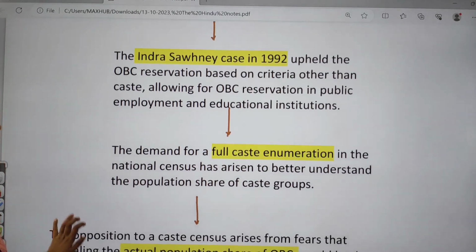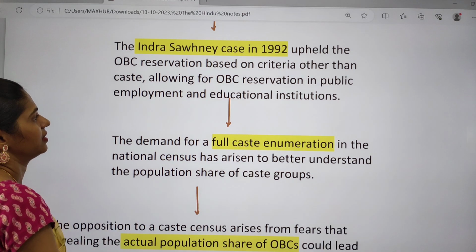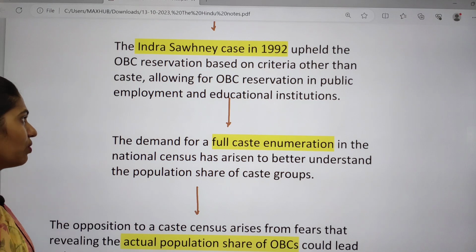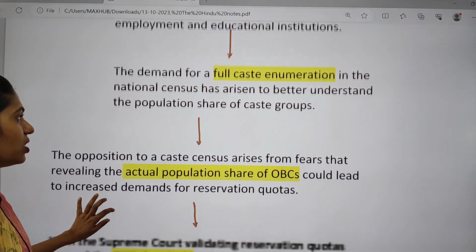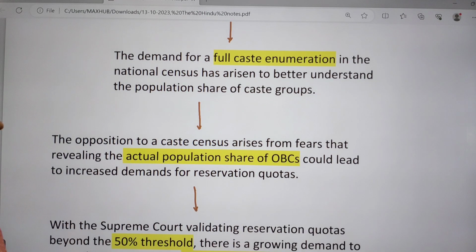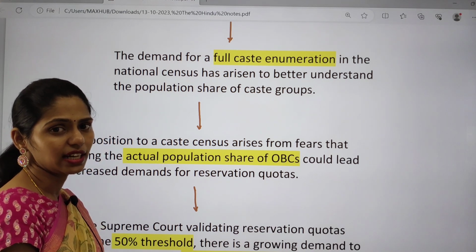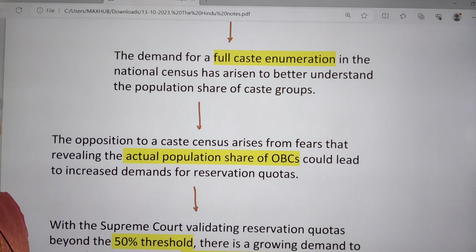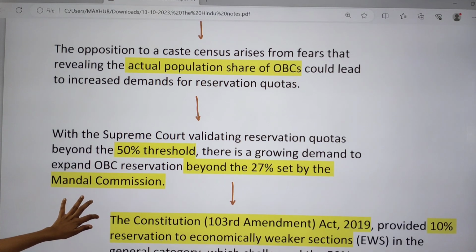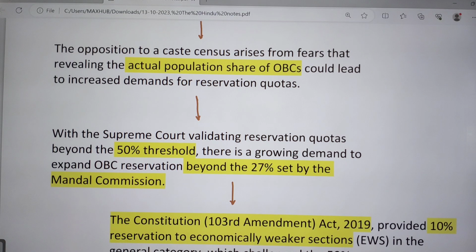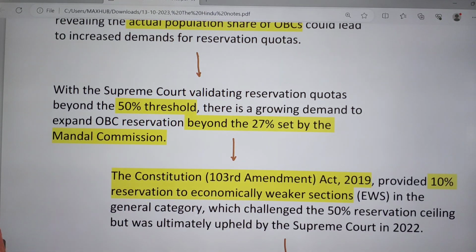The Indra Sawhney case in 1992 upheld OBC reservation based on criteria other than caste. So they will get reservation in public employment as well as in educational institutions. There is also a demand for full caste enumeration in the national census, which has arisen to better understand the population share of caste groups. Later, opposition to the caste census arose, with some fear that the actual population share of OBCs could lead to increased demands for reservation quotas.